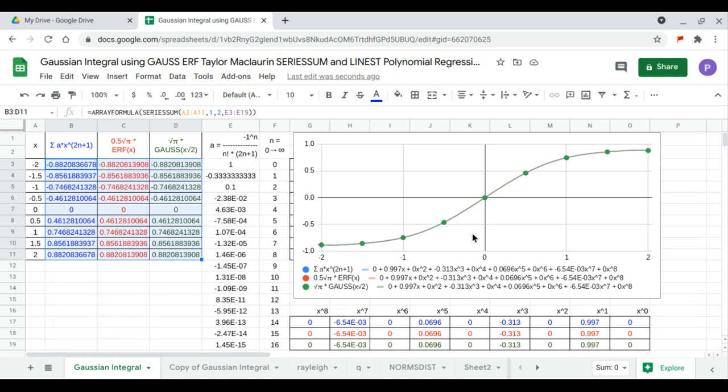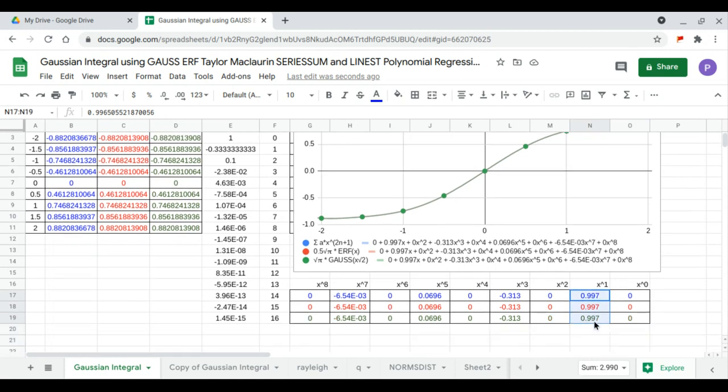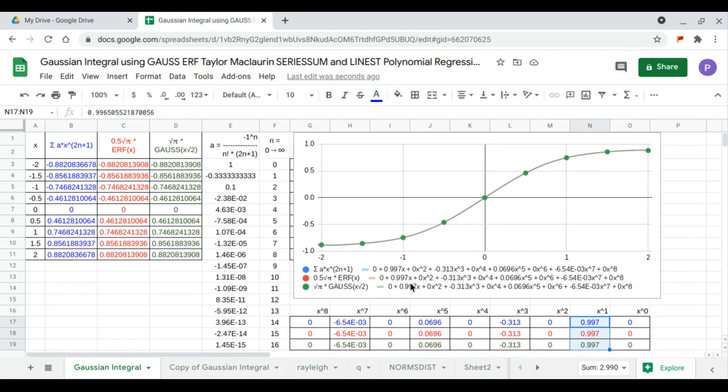They are all in the same trend line, and the trend line polynomials are the same, and the regression coefficients are the same. For x to the 0, that's 0. The coefficient of x is 0.997. Coefficient of x squared, 0. Coefficient of x cubed, minus 0.313. Coefficient of x to the 4th, 0. Coefficient of x to the 5th, 0.0696. Coefficient of x to the 6th, 0. Coefficient of x to the 7th, that's 6.54 times 10 to the minus 3. And coefficient of x to the 8th is 0.